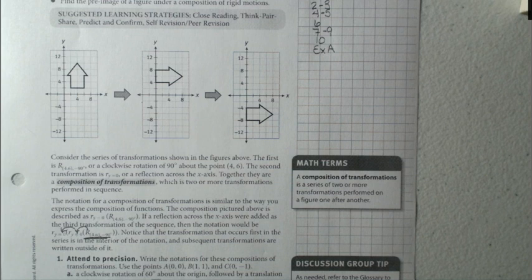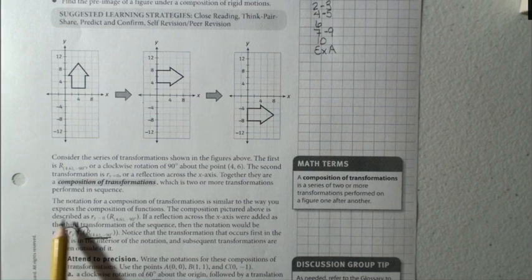Notice that the transformation that occurs first in the series is in the interior of the notation, and subsequent transformations are written outside of it. So notice that we would basically be starting here. This is my first transformation. Then I have another transformation. And then I have that third transformation here.